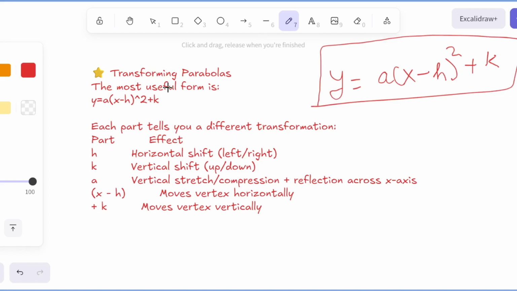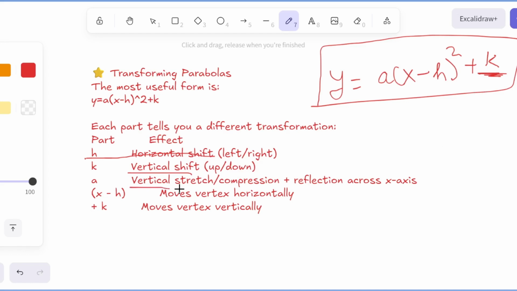Here your h is nothing but your horizontal shift. Horizontal shift means moving along the x-axis, either left or right. k is the vertical shift. The vertical shift means moving up and down along the y-axis.